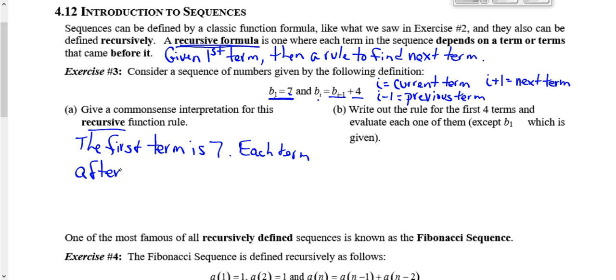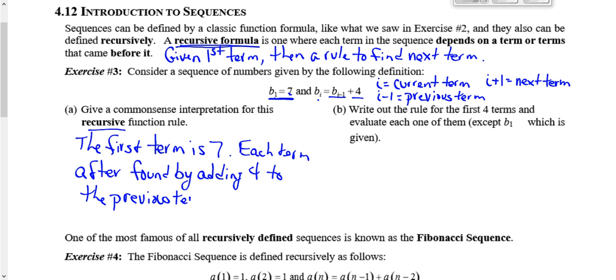Each term after is found by adding what? Adding 4 to the previous term. That's it.